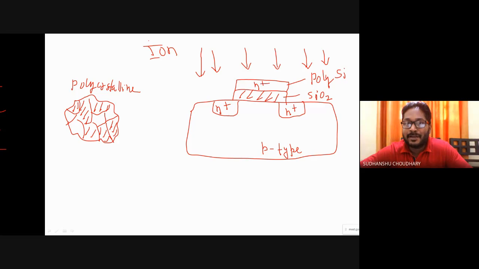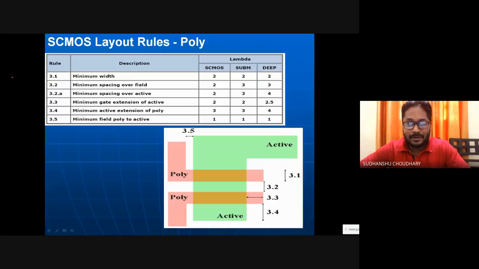If I am making an N-type MOSFET, the polysilicon will be doped with N-type impurity. That is, it is now N-type polysilicon. If I am having a P-type MOSFET, let us say, the polysilicon will be doped with P-type. Now let us come on to the polysilicon design rules.